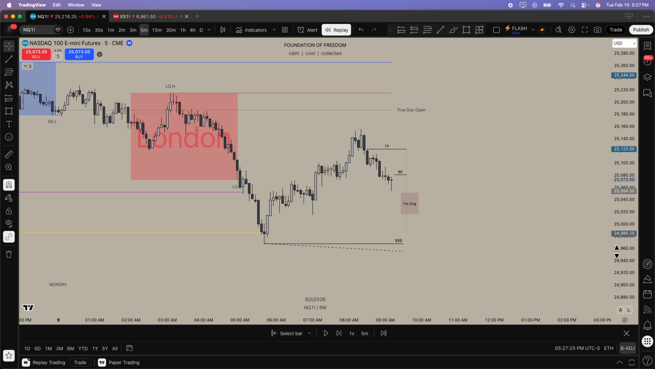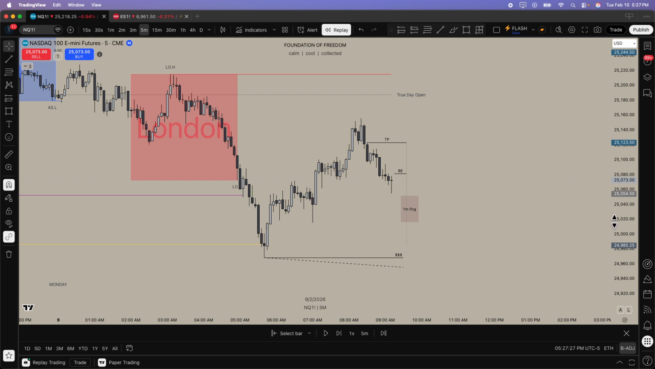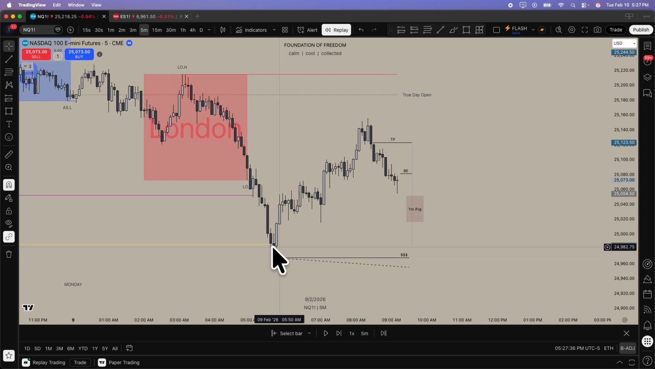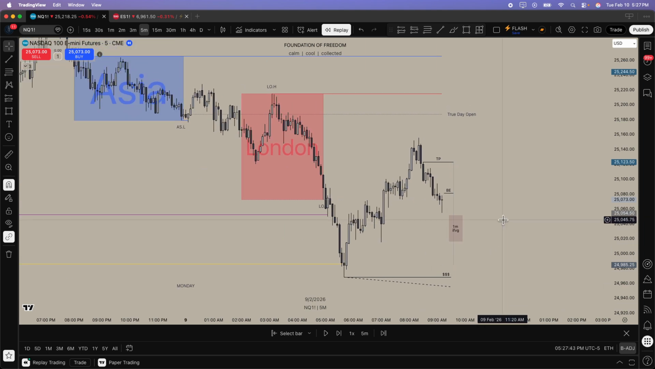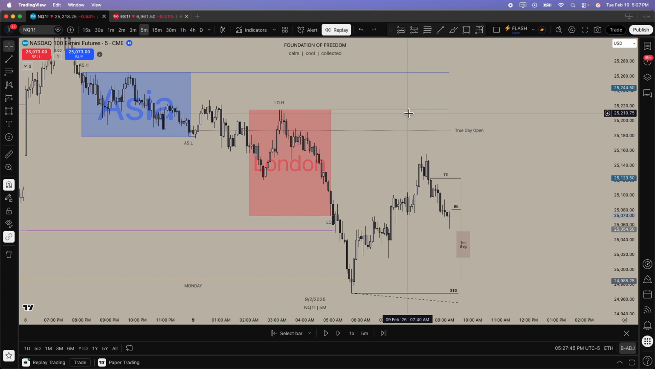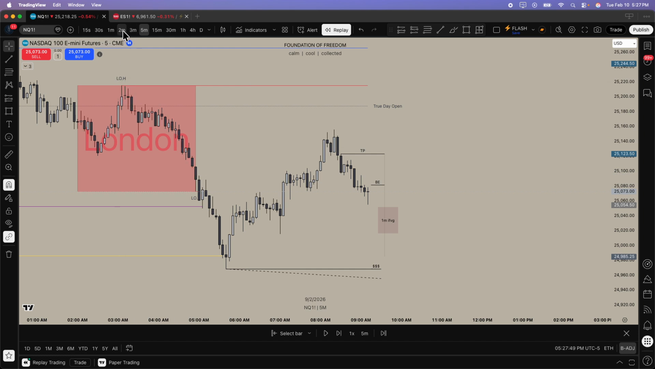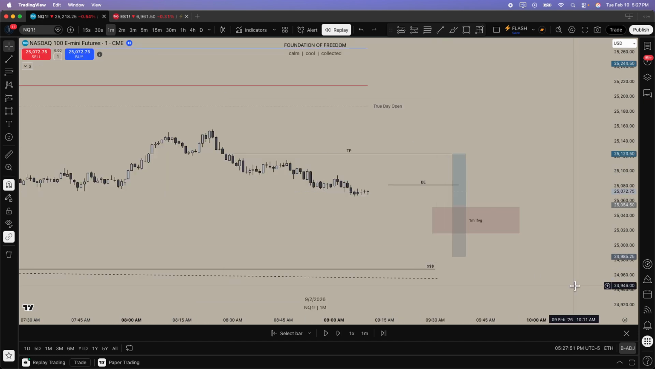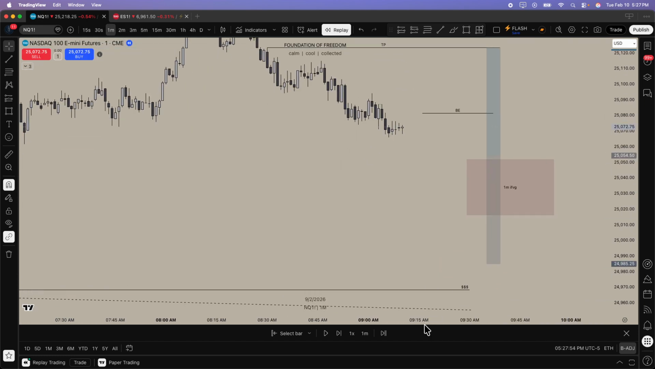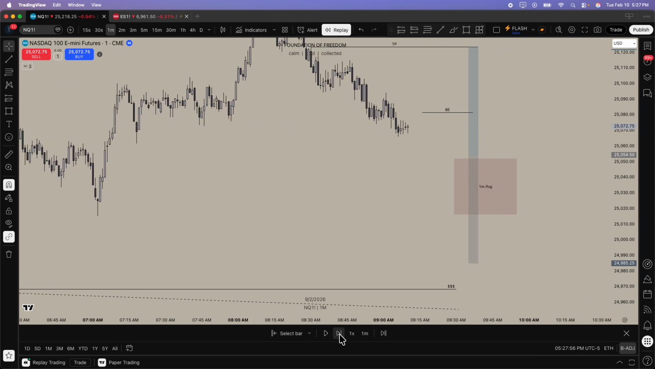I have a somewhat decent idea of what I want to see happen, that being potentially coming down here at open, sweeping this extreme external sell side liquidity, and then distributing up, potentially wanting to take out and tap the true day open, the London high, which was still intact, and the Asia high. And so if I go down to the lower time frames here, we'll analyze what happened.